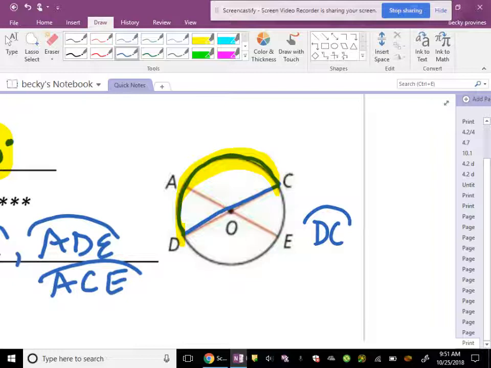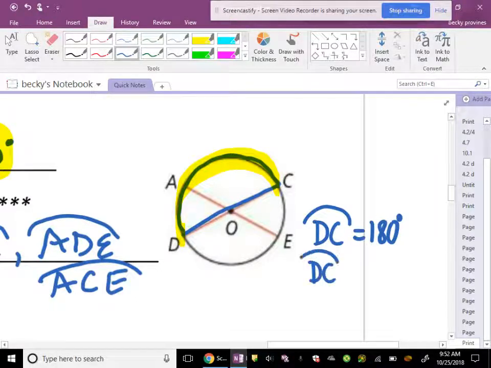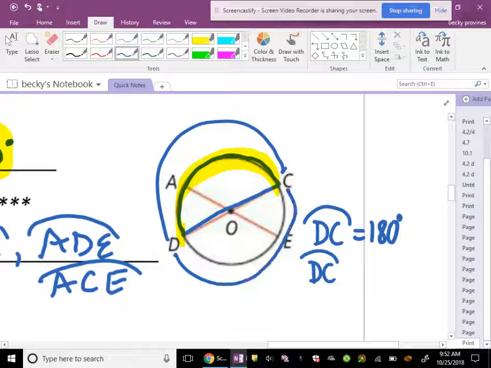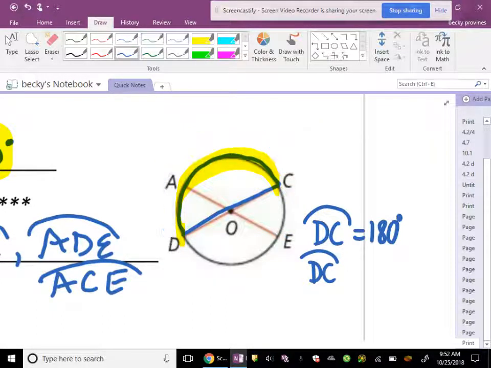Now, it's a semicircle. We know it's going to equal 180 degrees no matter what. But if it makes a difference, like if you're told to label or name all of the semicircles, it's not very clear if you write DC and DC, because technically isn't up and over this way DC and down and around also DC? So if you were trying to label them individually, that makes absolutely no sense. So here's what we do.